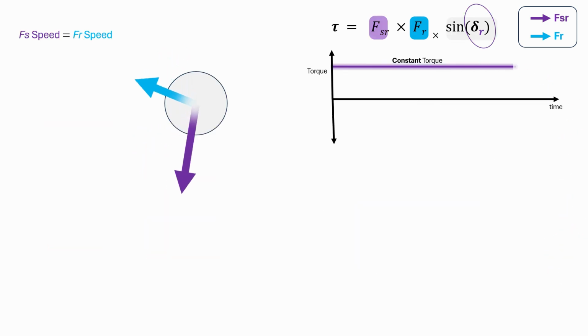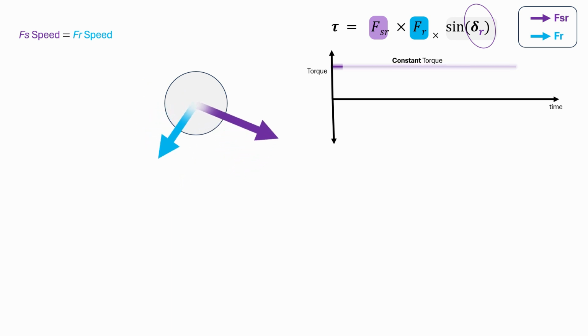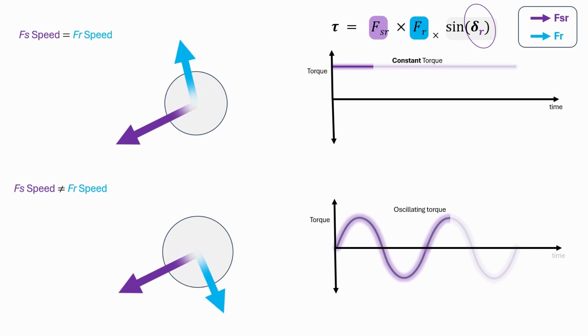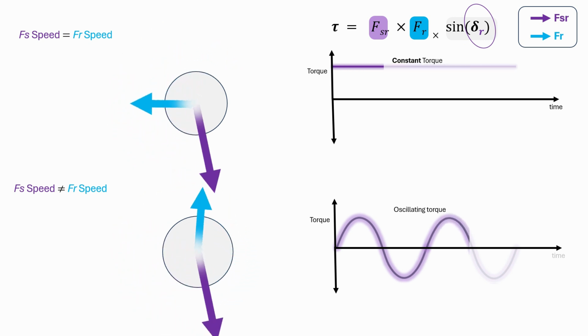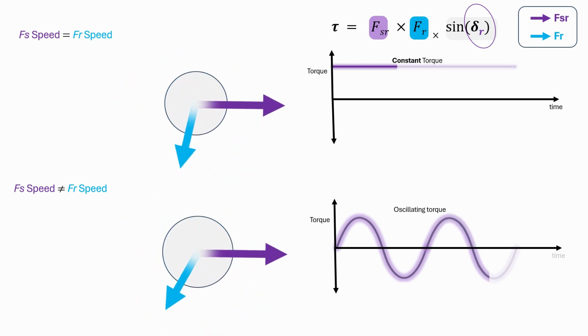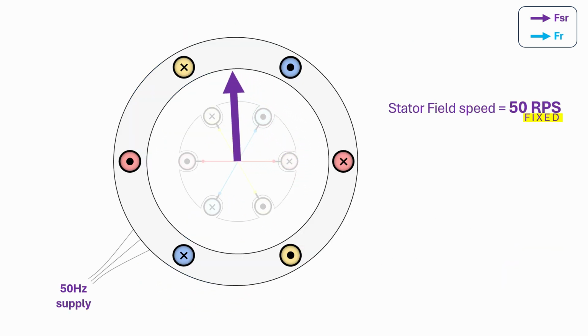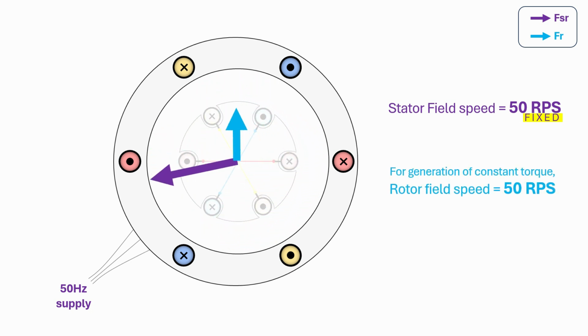One important thing to note here, the torque produced is constant only when the two fields are rotating at the exact same speed. If they rotate with different speeds, the angle between them, delta R, is not constant, hence the torque produced is oscillatory. In our case, the stator field is rotating at 50 RPS. To generate constant torque, the rotor field also has to rotate at 50 RPS at all times.